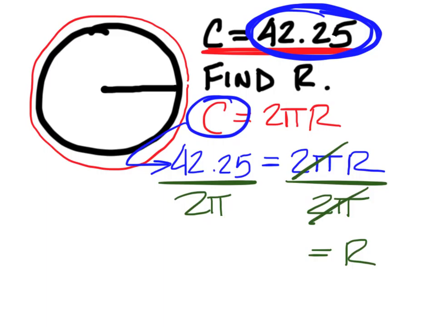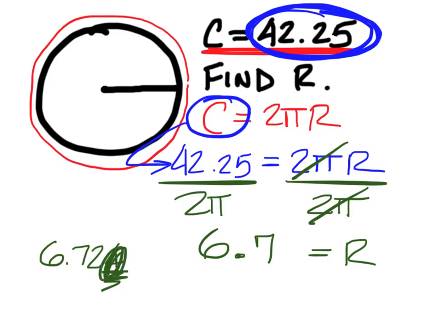So the answer, when you round to the tenths place, is 6.7. That's because it was 6.724, and this number is less than 5. Well, not this number, but this number is less than 5. So this one stays the same, 6.7.